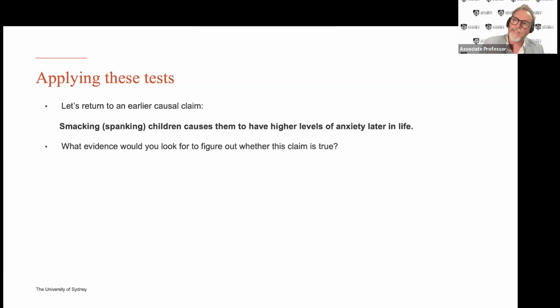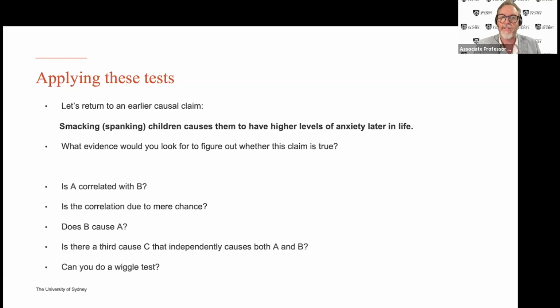Now, here's what I want to steer you away from. We shouldn't be asking, what stories can I tell about whether this kind of nasty activity has bad effects or not? Instead, we're going to need to work through a structured causal argument. And so the first thing we're going to need to do is measure levels of smacking and levels of anxiety later in life, make those observations and see whether there really is a correlation between those things or not.